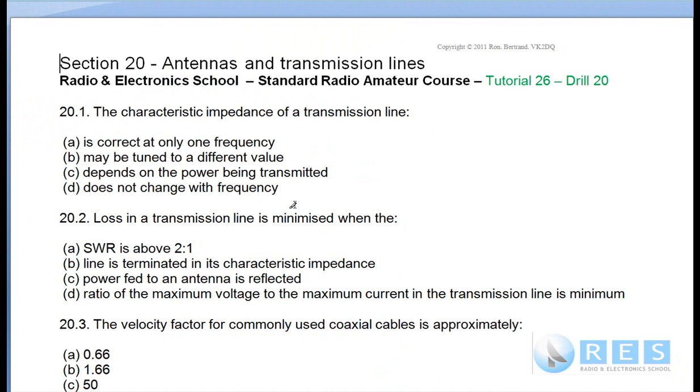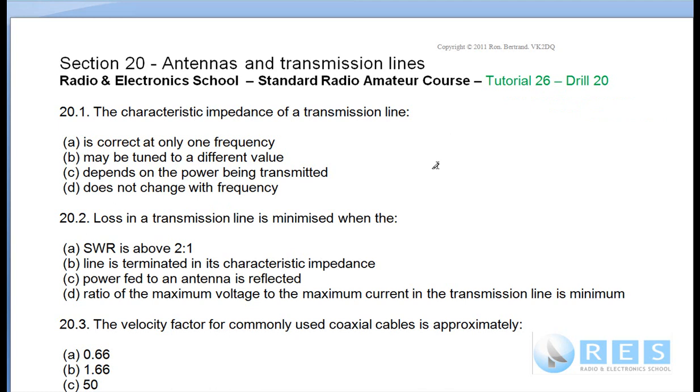Right-o, let's do some trial exam questions. Section 20, antennas and transmission lines for the standard course. Your drill software to test you on these questions is drill number 20. And sometimes you might even be able to skip over some of these tutorials and just go to the drills if you know it, and that will save you some time as well. Let's have a go at this one.